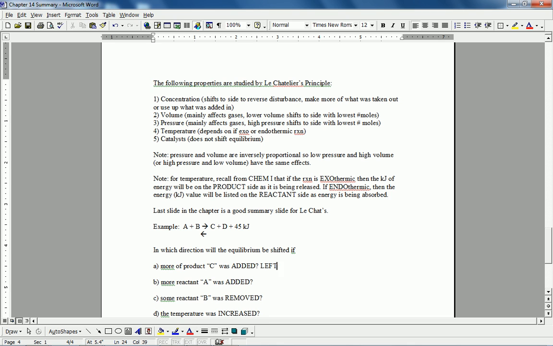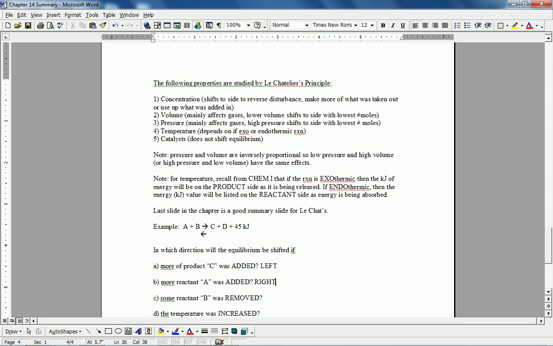All right, what if more of reactant A was added? Adding more of A means I need to get rid of A. I need to convert A into something else. So I will shift it to the right and convert A into products. And by adding A and disturbing the equilibrium, I can offset that by shifting it to the right and converting A to C and D, and thereby decreasing the concentration.